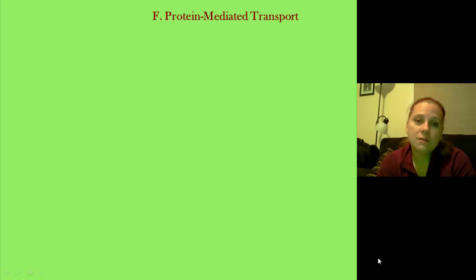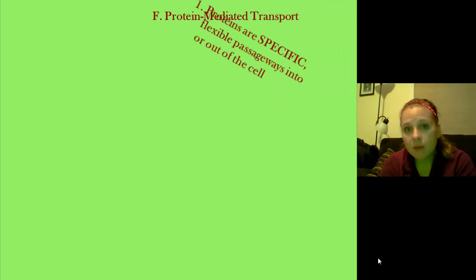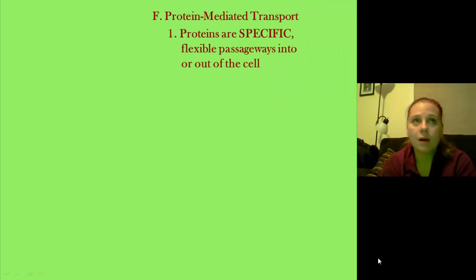Substances will be moved via these proteins for a number of different reasons. Maybe they're too big, maybe they're charged, and so we're going to need proteins to help transport these molecules from one side of the cell to the other.